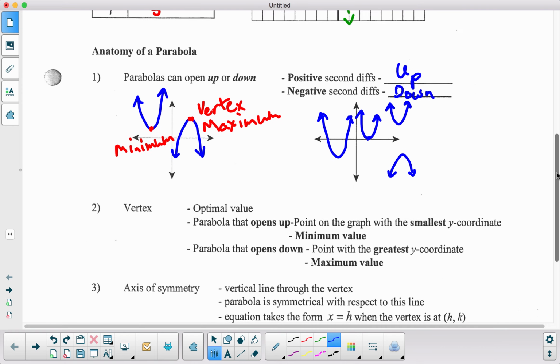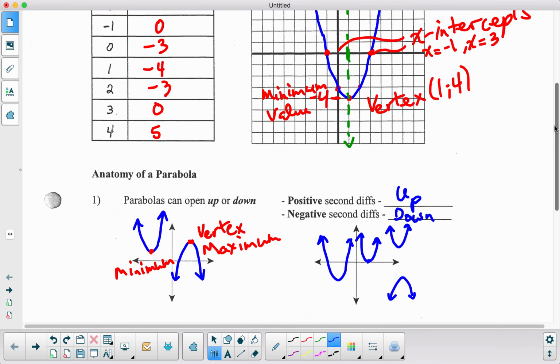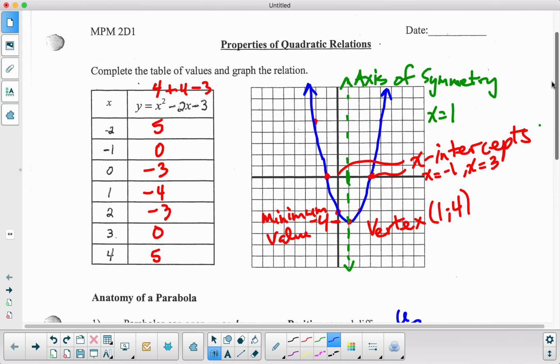So that is just a few things about parabolas that we're going to be talking about over the next little while. Hopefully that made sense, and hopefully you're able to write some of that down.